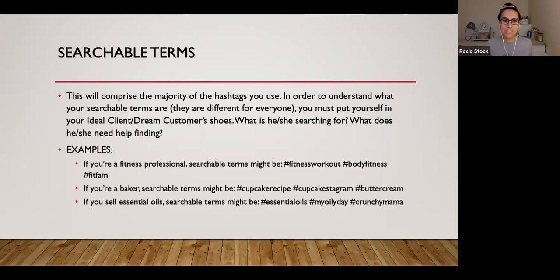So let's just say for fitness professionals, you can use searchable terms like fitness workout, body fitness, and fit fam, right? They all fall under the umbrella of fitness professional. If you're a baker, you could use cupcake recipe, cupcakes, and buttercream as an ingredient. So you think of your person and then you break it down to, okay, they like to bake, what recipes would they use and what ingredients would be in there.